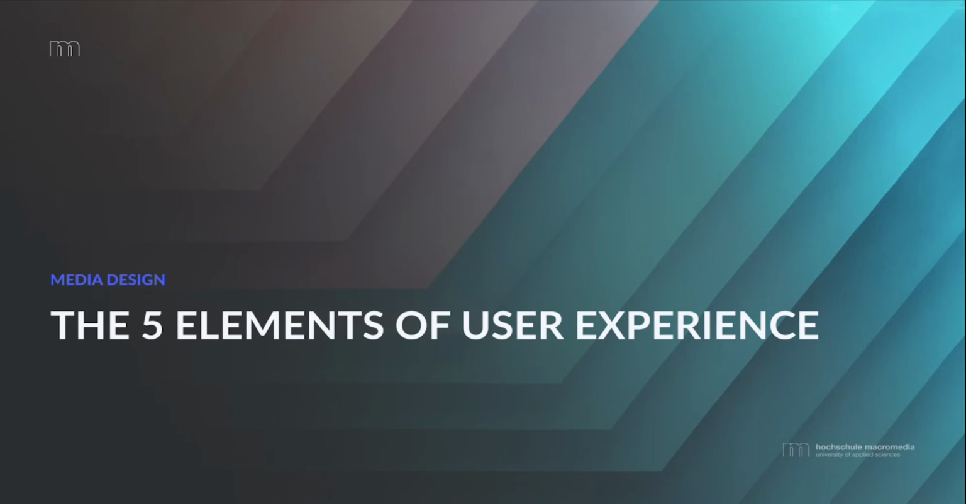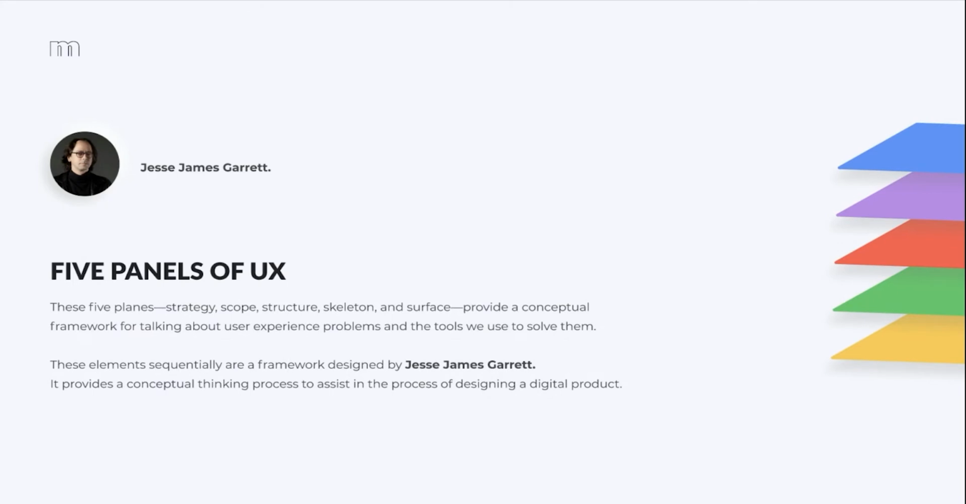In today's media design lesson, we'll discuss the 5 elements of user experience. The 5 panels are strategy, scope, structure, skeleton, and surface. They provide a conceptual framework for talking about the user experience problems and the tools we use to solve them. The 5 panels of user experience were designed by Jesse James Garrett and can assist in the process of designing a digital product.